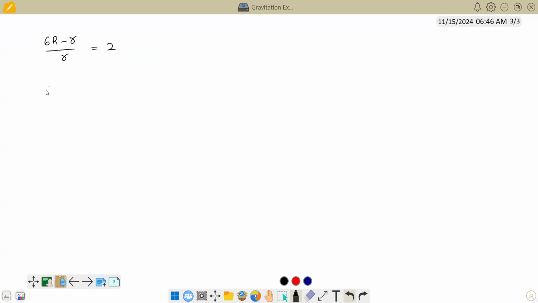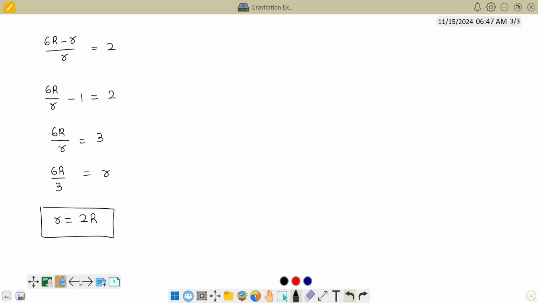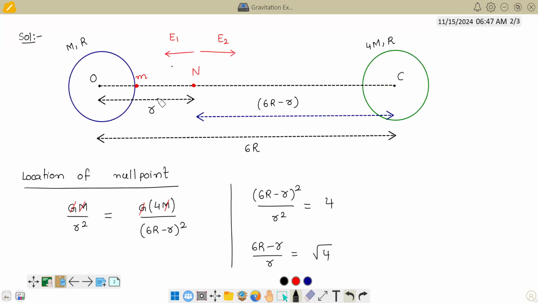So based on this, 6r by R minus 1 equals 2. 6r by R equals 3. So we get R equals 6r by 3. So simply the R value, we got it as 2r. So at a distance of 2r from this planet, we are getting the null point.